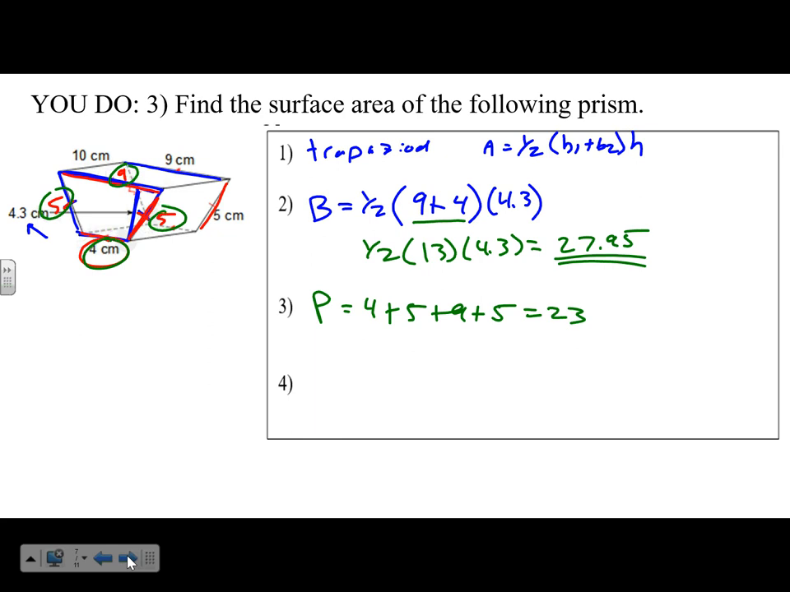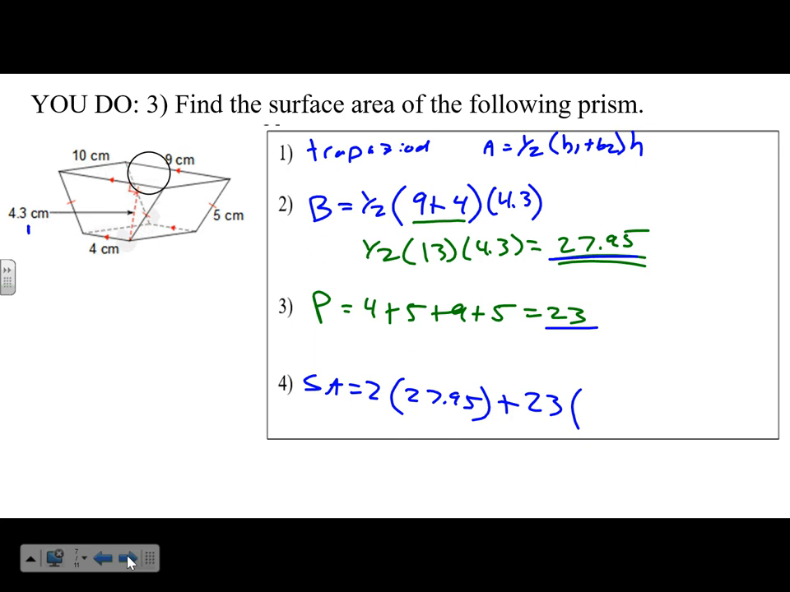And then my surface area formula is 2 times the base area, 27.95, plus my perimeter times the height of my prism. Now again, make sure you realize the height of your prism is perpendicular to your bases. So here's my base. So the height has to be this length. That's not labeled, so this length is the same, this length is the same, and that one is labeled as 10. So make sure you're being careful with that.